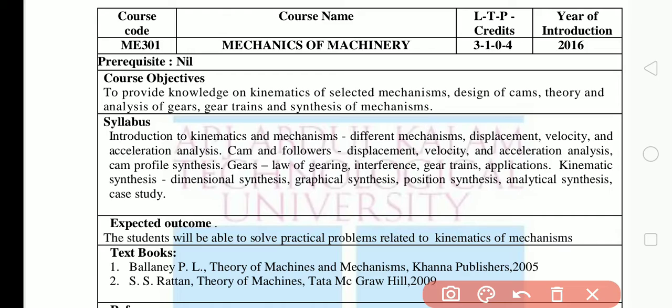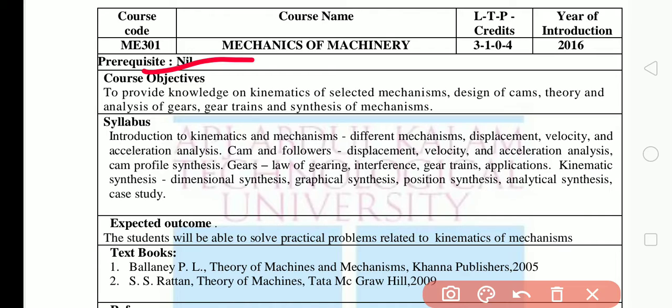That is next, it is written as prerequisite, it is written as nil. That means for studying this particular subject, whether the listeners or the students need some pre-knowledge or previous knowledge, that is not required. Any student who has completed or who has studied up to S4 can study this subject. That is what is written nil there.